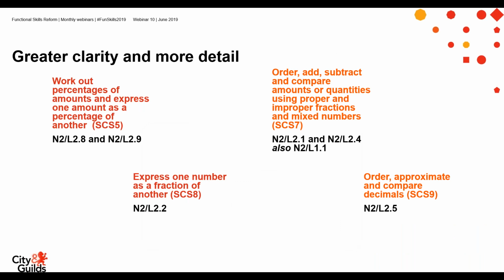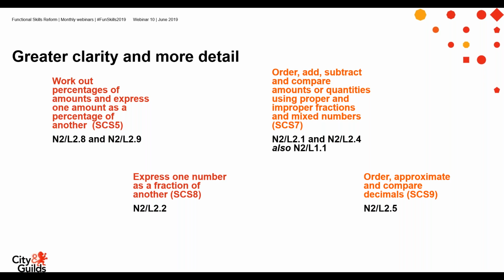Okay, moving on to level 2. These are some things that you might categorize as greater clarity and more detail rather than wholly new content. For example, subject content statement 5 was previously described in the core curriculum as find the percentage parts of quantities and measurements and evaluate one number as a percentage of another. So again, different wording, but not wholly new as a concept.